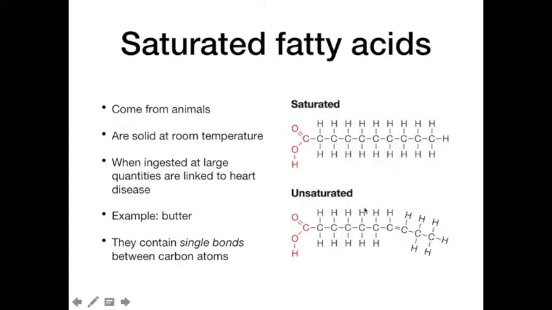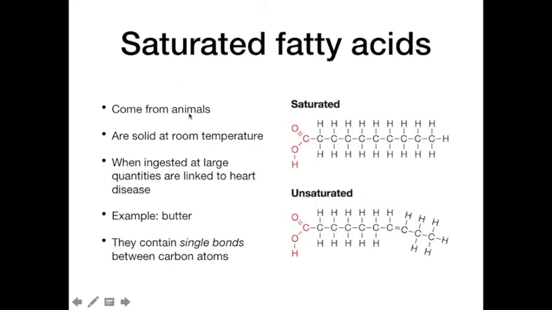Now, fatty acids can be saturated or unsaturated, as you see here. What is the difference between those two? Here, we don't have double bonds. We only have single bonds between carbon atoms. Here, we can have one or more double bonds between carbon atoms. For instance, you will tell them that here I got a double bond, but it is not between carbon atoms, it's between one carbon and one oxygen atom. We need it to be between carbon atoms in order to be unsaturated.